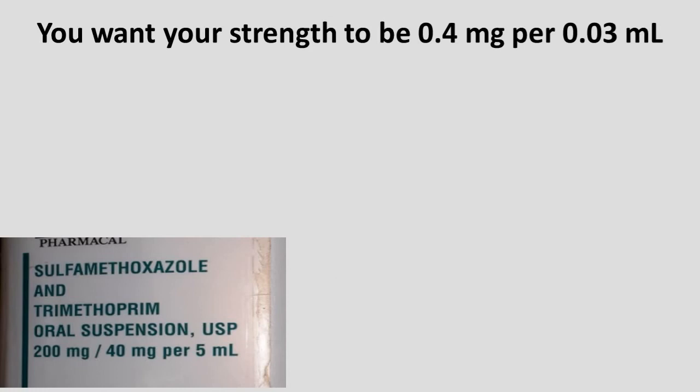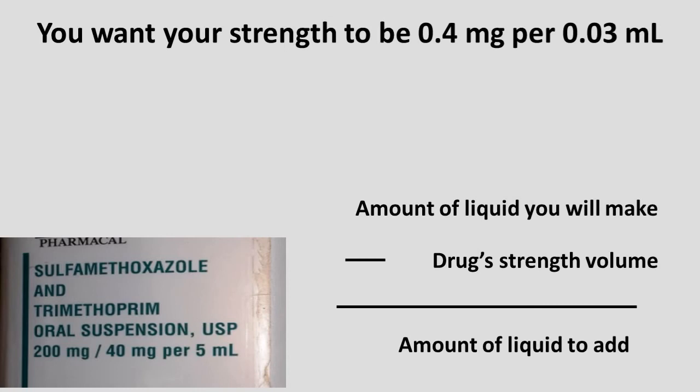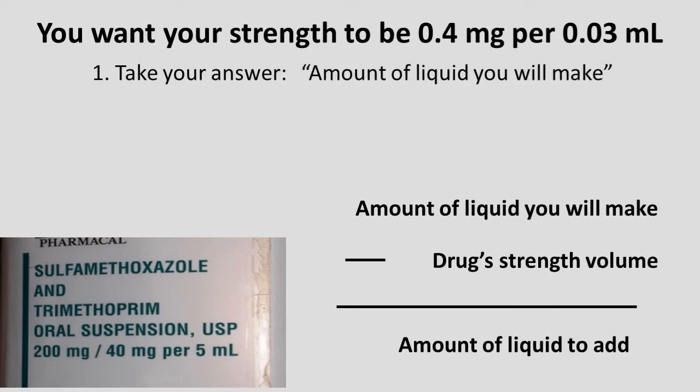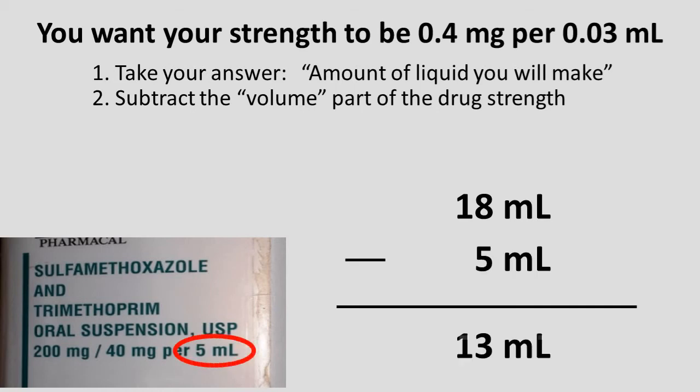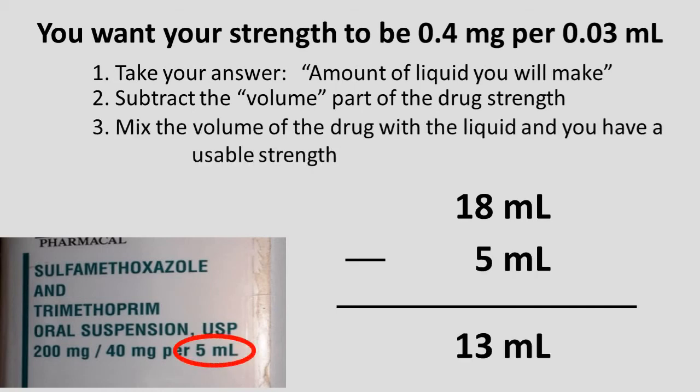If you add the drug to this amount, you will not get the correct ratio. You must include the volume of drug in the full amount of medication that you're going to make. There are 2 ways to do this, mathematically and mechanically. Mathematically, you need to subtract out the medication volume to find out how much liquid to add. Take your answer. Amount of liquid will make 18 milliliters. Subtract the volume part of the drug strength. In this case, it's 5 milliliter. And subtract. These are the volumes you mix.